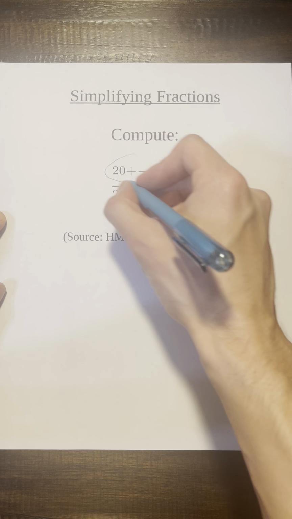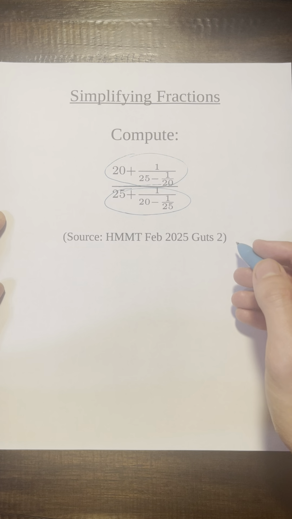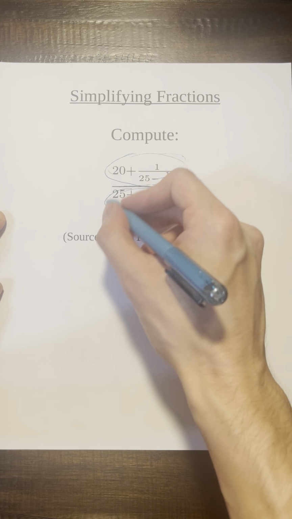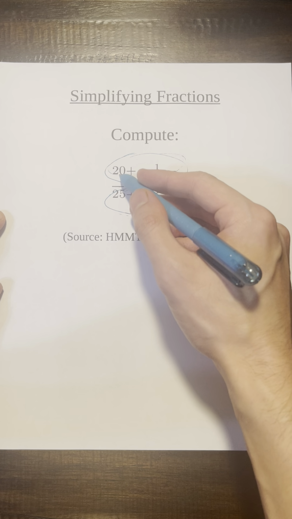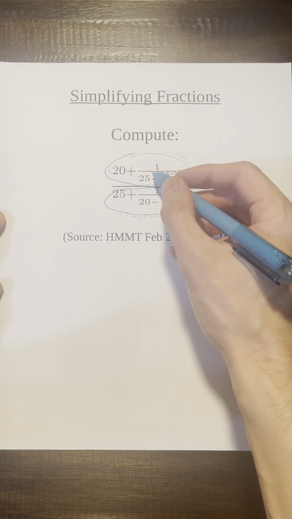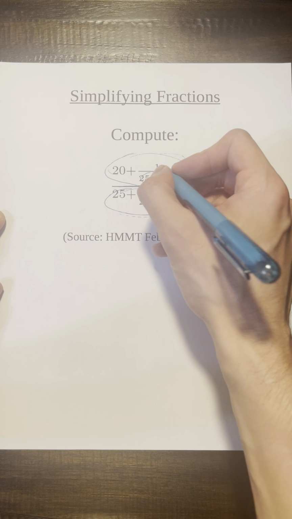So it's going to be this divided by this. But before dividing, we need to simplify these first. So how do we do that? Well, the top is 20 plus 1 over something that needs to be simplified as well. So let's go ahead and simplify it.